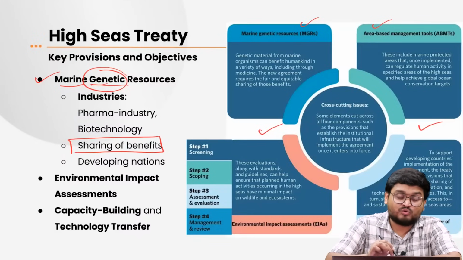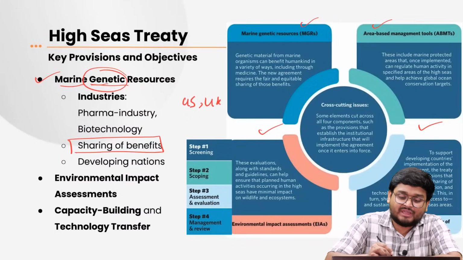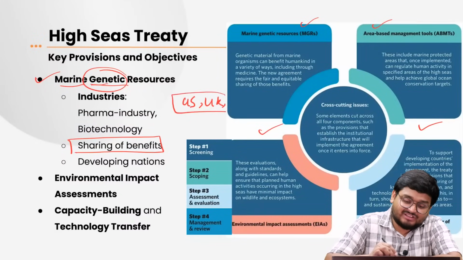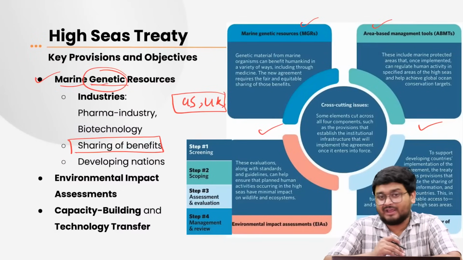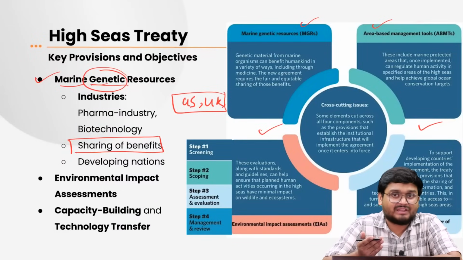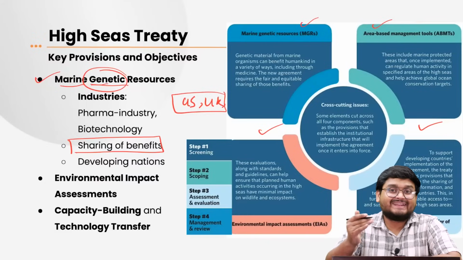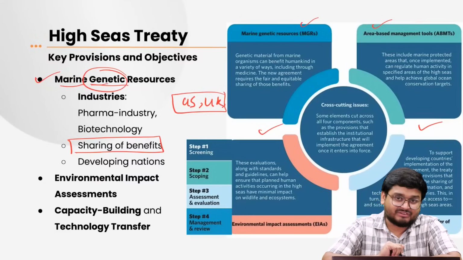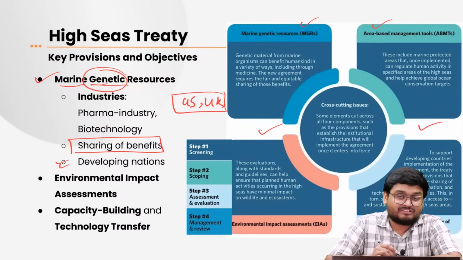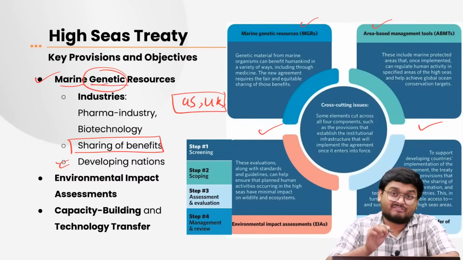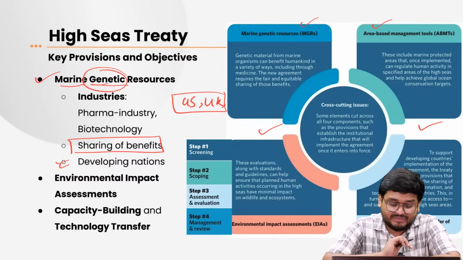Mainly the benefit is accruing to prosperous nations such as the US, UK, Russia, and so on, where using their capital, they are able to explore and exploit the resources. But the developing nations and the small island nations do not always get the benefits. So developing nations and the small island nations also have to be kept in mind according to the treaty here.